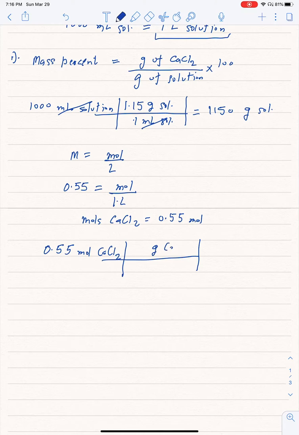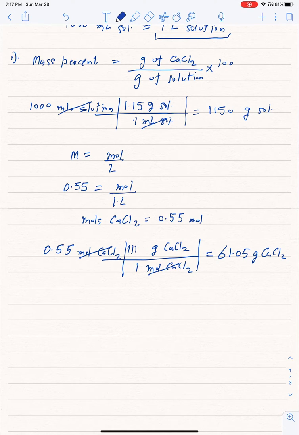So I'll put down grams of calcium chloride on the top and divide by moles of calcium chloride on the bottom. So 1 mole, and the number on the top is going to be the molar mass. For calcium chloride, calcium is about 40, and each of the chlorines is about 35.5, so that comes out to be roughly 111 grams of calcium chloride. When you set it up like this, your moles of calcium chloride goes away, and now you can multiply 111 with 0.55, and that gives you the grams of calcium chloride. So that's going to be 61.05 grams of CaCl2.